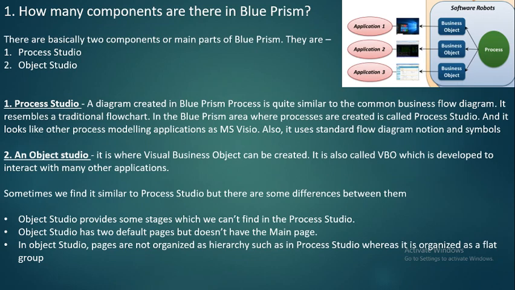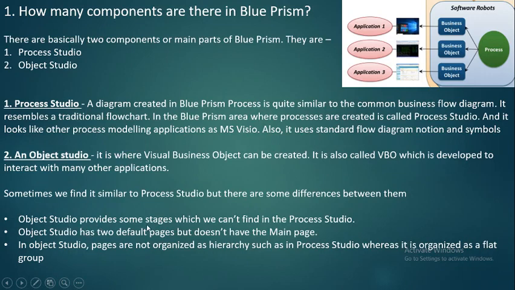And then what is Object Studio? It is where the basic visual business object, sorry, this is a VBO, because we usually refer to it as a VBO. So visual business objects, which developers can develop to interact with many other applications. Sometimes many people have confusion, they feel that Process Studio and Object Studio are the same, but actually they are not the same. You can see there are 3 or 4 differences I have noted down here.